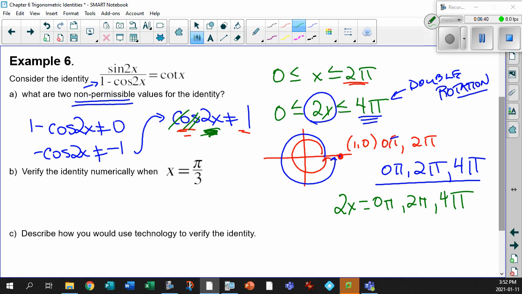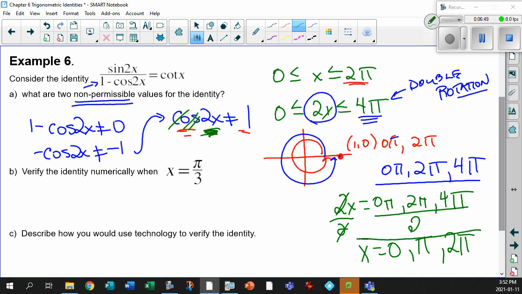So check this out. Just divide by 2. That cancels out, giving you x can be equal to 0, pi, or 2 pi. And that's our actual answers. All right. So what does this mean with our non-permissible value then? Our non-permissible value then is, look at this, a multiple of pi. Yes. One of our non-permissible values then is n times pi, where n is an element of I.